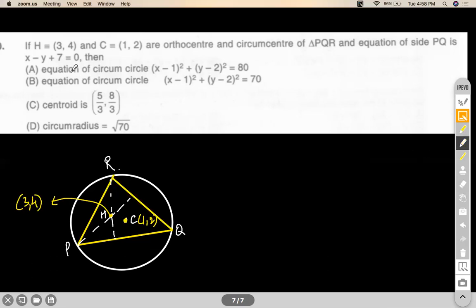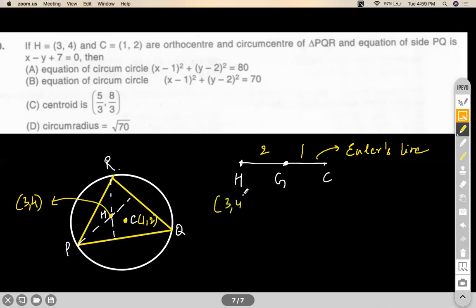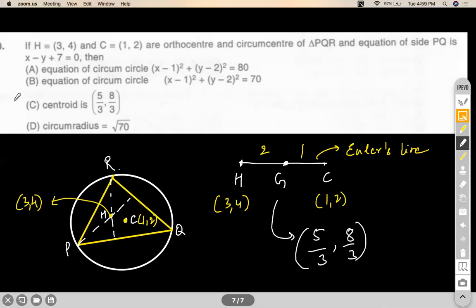See guys, first of all, the centroid, this is very easy to figure out, because we know that orthocenter, centroid and circumcenter lie on a line which we call as the Euler's line, right? And the centroid divides orthocenter and circumcenter in the ratio of 2:1, correct? So if this is 3, 4, this is 1, 2, it's very easy to figure out what is the centroid coordinate. So that's 2:1. 2:1, 3:1 will give you a 5, 5 divided by 3. And 2:2, 4, 4 plus 4, 8, 8 divided by 3. So that means C has to be pakka correct. Okay. In fact, all of you have marked C, so there is no problem with that.